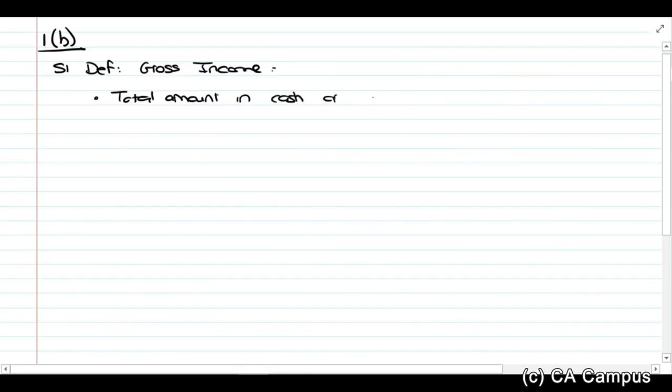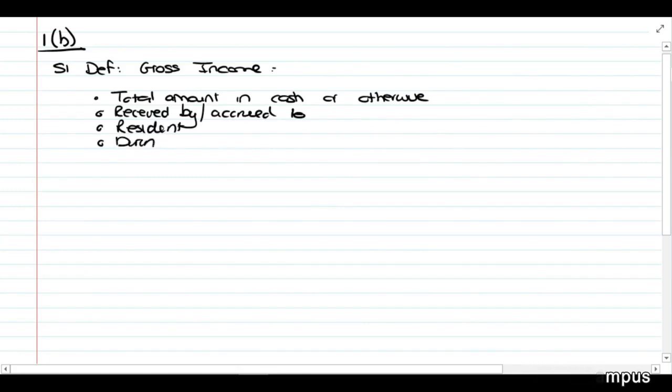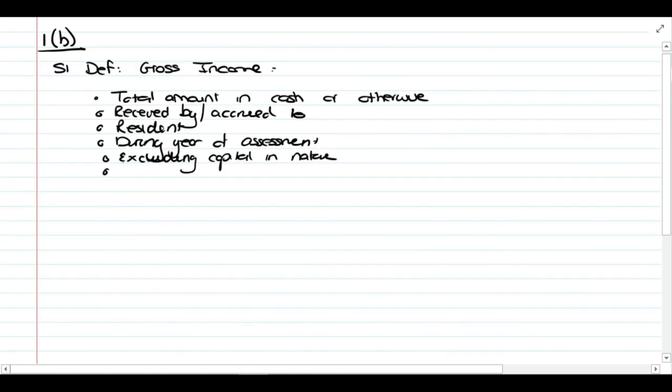Usually what we have to start with is you have to give the section 1 definition of gross income. Let's quickly get that down. It's the total amount in cash or otherwise. Sometimes people break that down into 2 bullet points, that's fine. Received by or accrued to, in this case, a resident during the year of assessment, excluding capital nature. And very often that is where the definition ends. But I suggest that you also write down including the special inclusions. This is specifically for you to also consider.